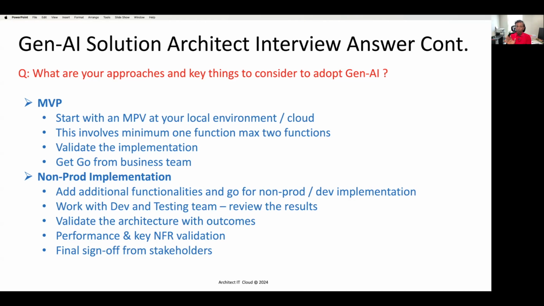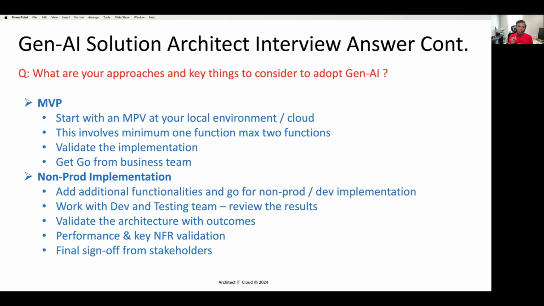Make sure that all homework is done and start your minimum viable product now. Normally, when it comes to executing the architecture with a minimum viable product, you can prefer to go with your local environment or any cloud environment if your organization has a cloud strategy or public cloud services being used in your organization.